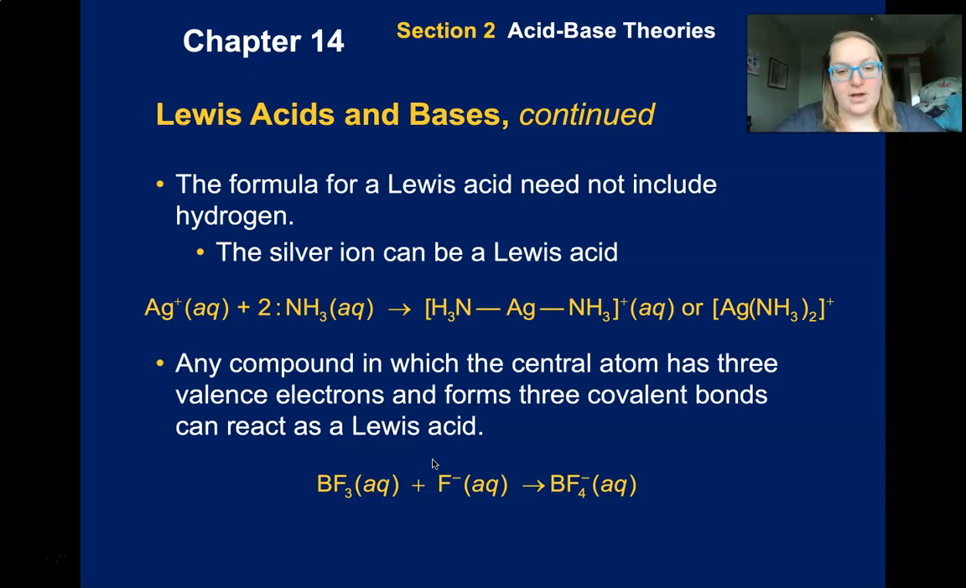So any compound where the central atom has 3 electrons, so think of the group right after our transition metals, Group 13, where we are able to form only 3 covalent bonds, like all of the atoms in the column with boron. Those are all going to be things that can act as a Lewis acid.